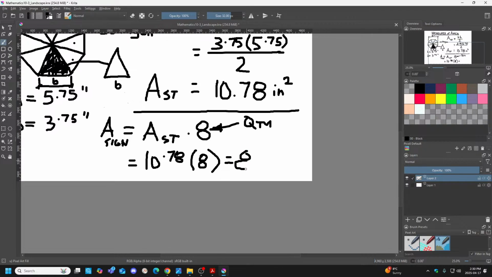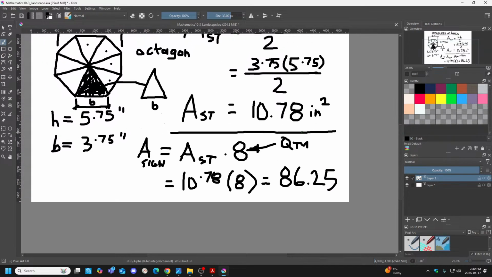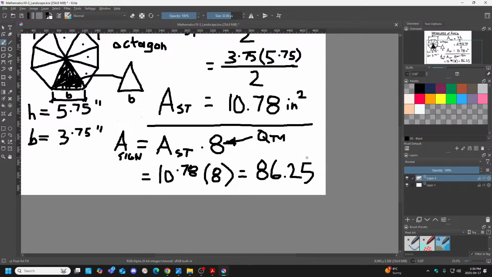So I get a final answer of 86.25, and our answer is inches squared, right? Inches squared. Now, what are they asking?